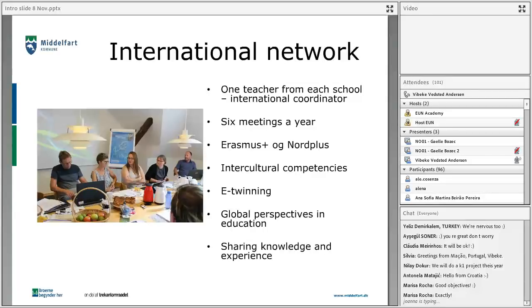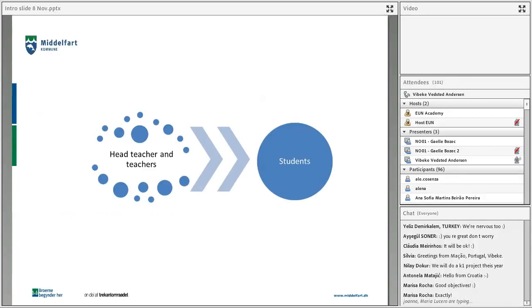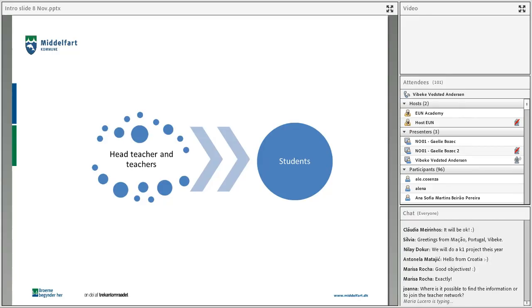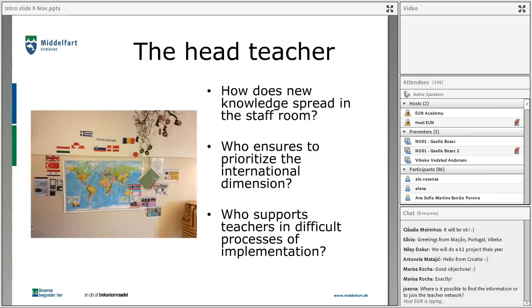And these teachers are very engaged in the international work, but they are only 1 or 2 teachers in this network. When they come home, it's a little difficult to implement all of this knowledge to all of the rest of the teachers and to the headmaster, or the head teacher, indeed. So we still had a little problem about how to manage to integrate this knowledge into the staff room so that it would actually influence the students.